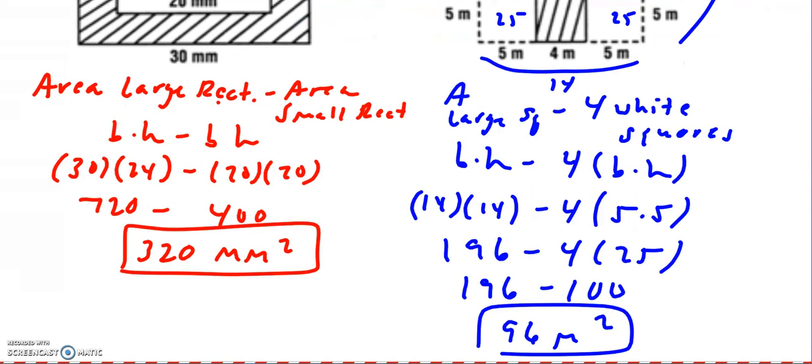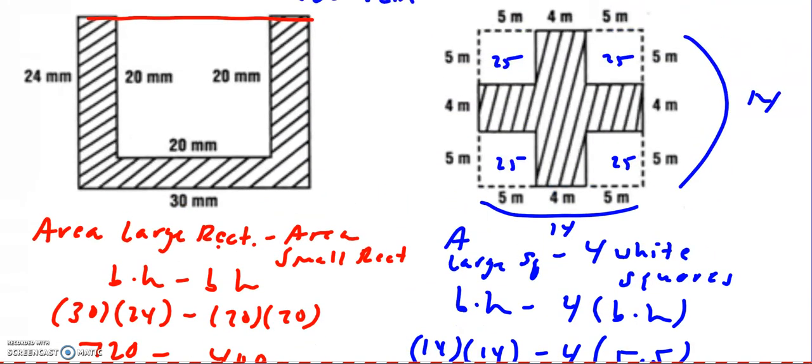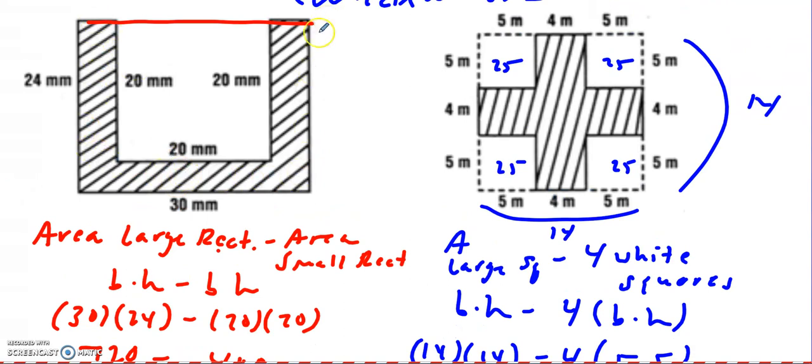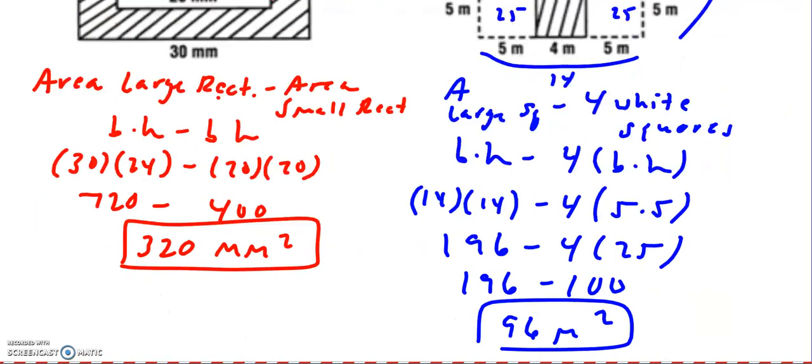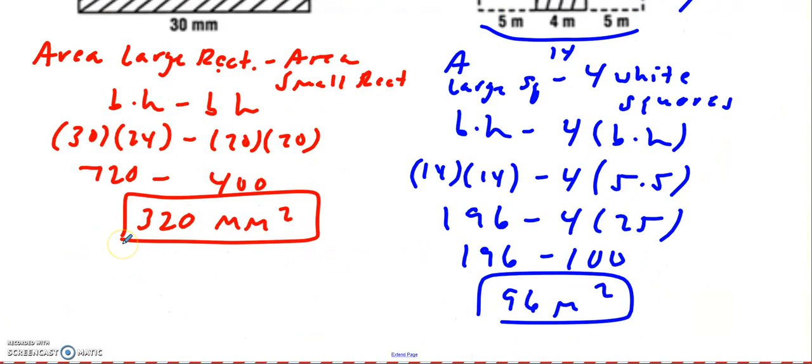Alright guys, so here are my final answers for these two. What I did for this one was I took the entire rectangle, which was 30 times 24, base times height, and subtracted the inner square it turned out to be, which is 20 by 20. So I got my final answer to be 320 millimeters squared. Feel free to pause and look at my work if you'd like to.